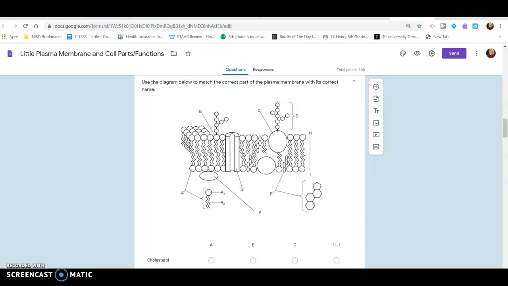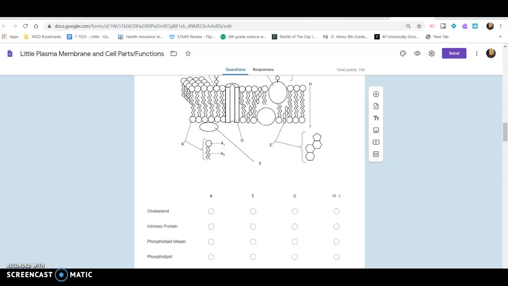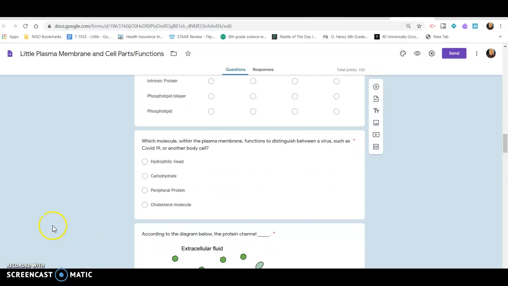Same diagram. Use the diagram below to match the correct part of the plasma membrane with its correct name. In this case, I want you to tell me which one applies to cholesterol, intrinsic proteins, phospholipid bilayers, and phospholipids. Next question. Which molecule within the plasma membrane functions to distinguish between a virus, such as COVID-19, or another body cell? The hydrophilic head, carbohydrate, peripheral protein, or cholesterol molecule?